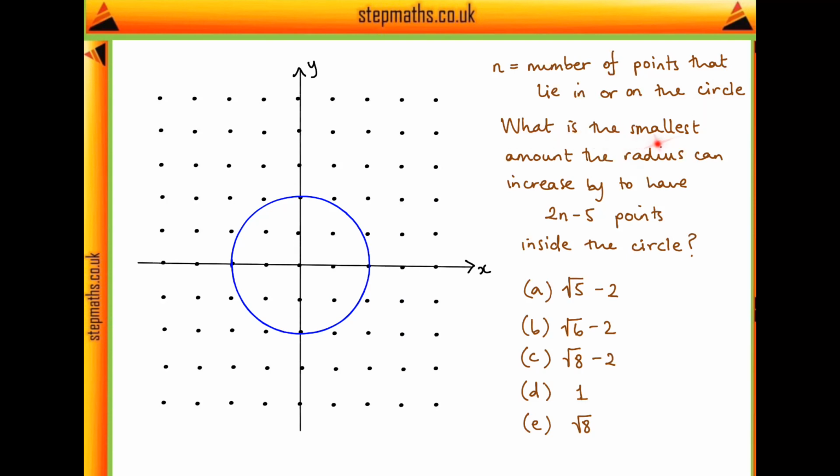And I want to know what is the smallest amount we can increase the radius of the circle to get 2n minus 5 points inside or on the circle.